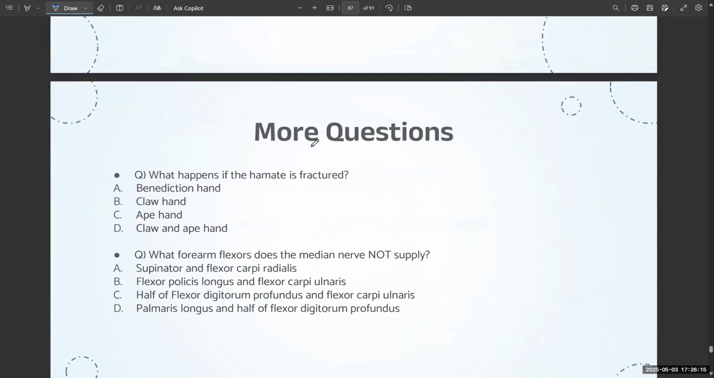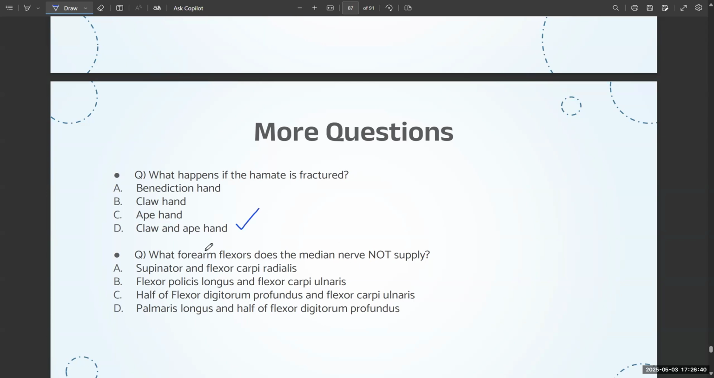More questions. So what happens if the hamate is fractured? Now the hamate, recall, is medially located, so that's a hint. So if the hamate is fractured, what are you gonna get? You're gonna get a benediction hand, a claw hand, an ape hand, or a mixture of claw and ape. So the answer here is going to be claw and ape hands.